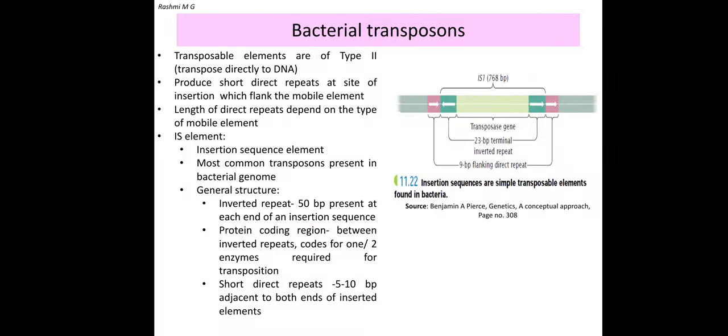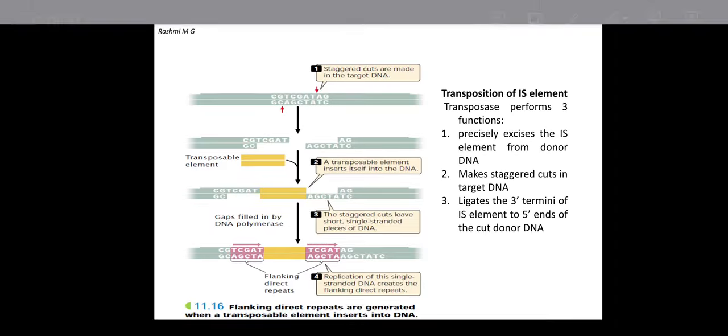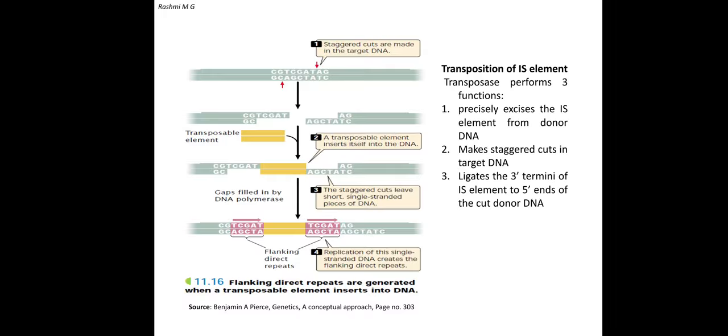So let us revise the transposition of the IS element. First, the staggered cut is made. The staggered cut is like this, and it has uneven ends where the transposable element is inserted. You can see here the void, the gap. That gap is filled by the enzyme DNA polymerase, and that will form the flanking direct repeats.